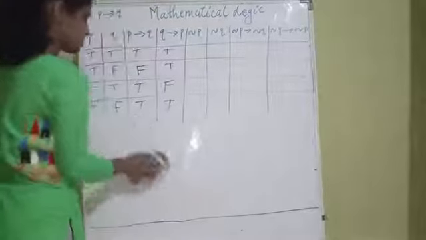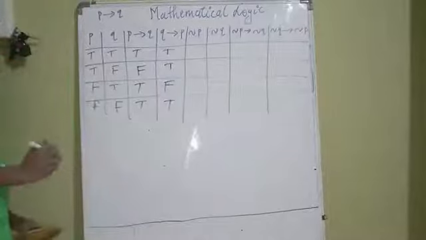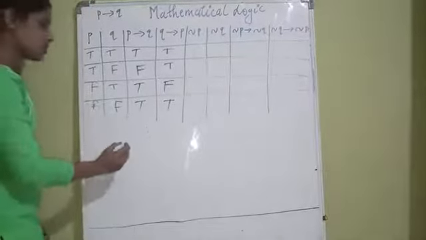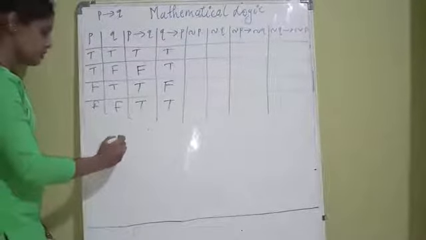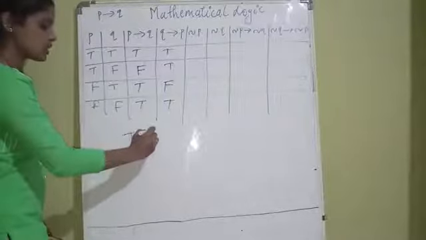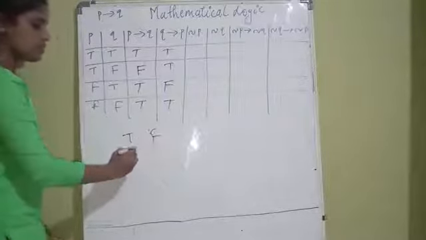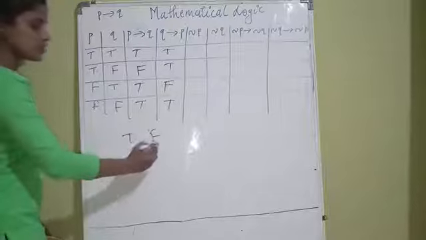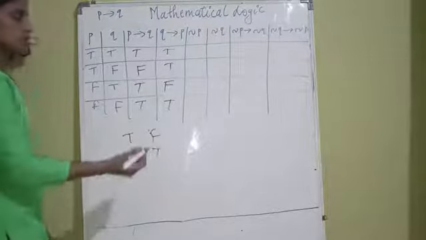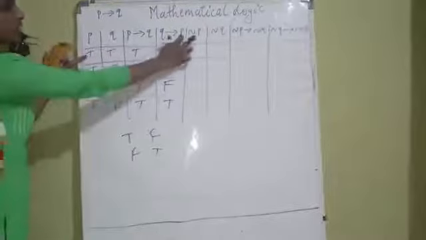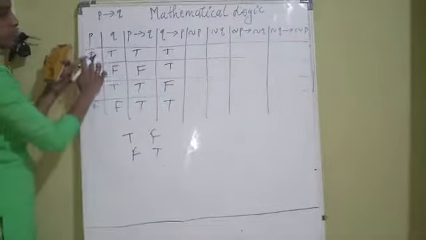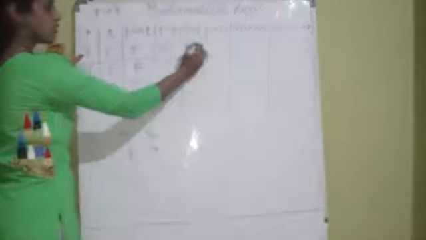Next is negation. So negation means what? Not P. As I said, the truth table of negation is: if P is true, then negation of P is false. If P is false, then negation of P is true. Negation of P we have to find. P is true, so negation of P is false. P is false, so negation of P is true.